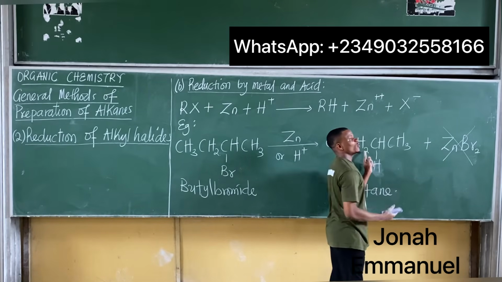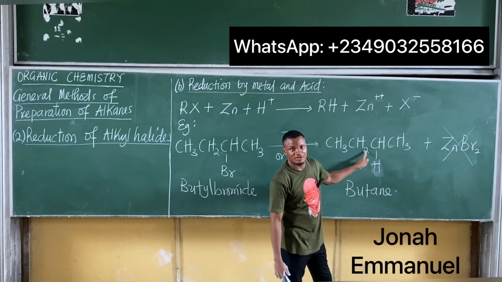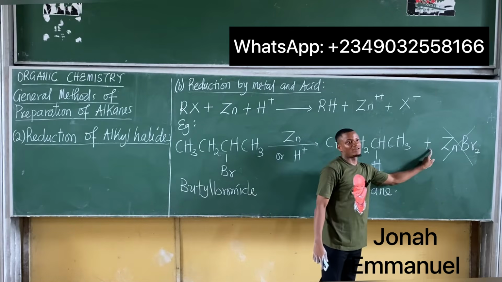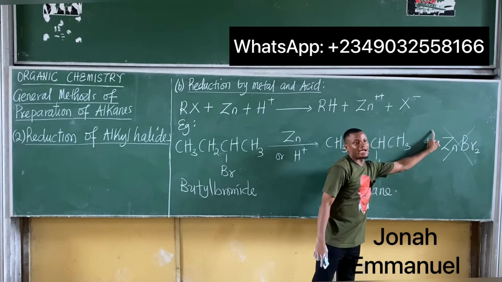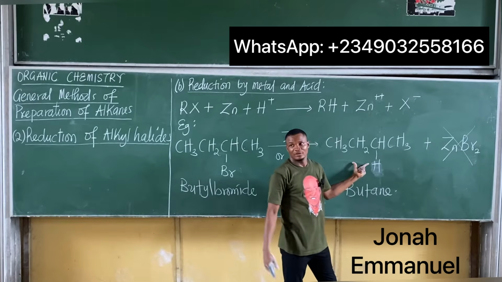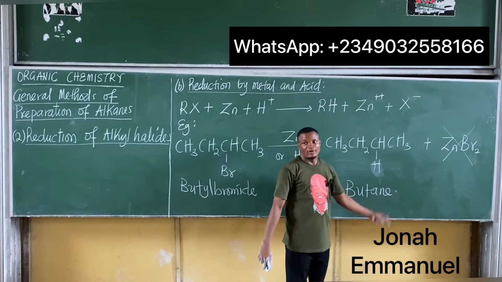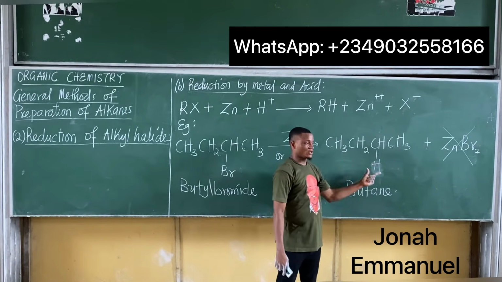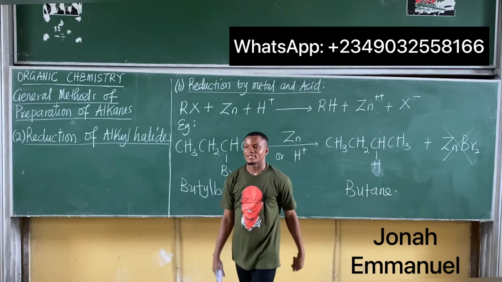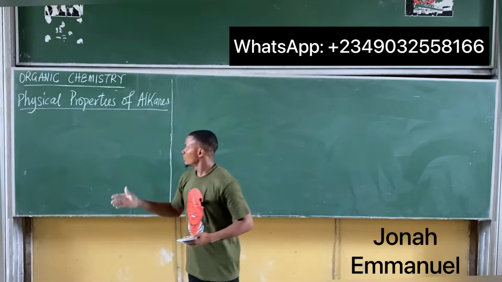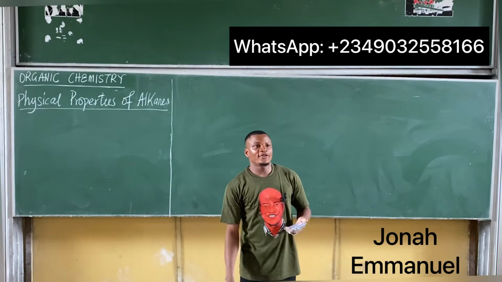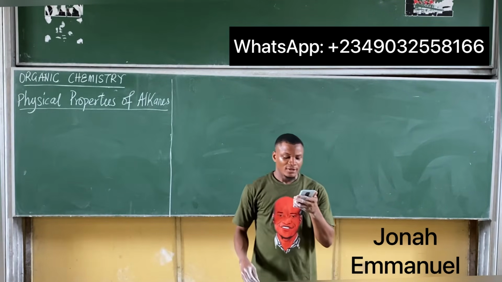This one here is your major product. This one here is minor. For now, we are ignoring minor. We are taking major. But for now, don't worry about Zn plus plus. Focus on this one. That's what you need, please. That's it. All right. Physical properties of alkanes.